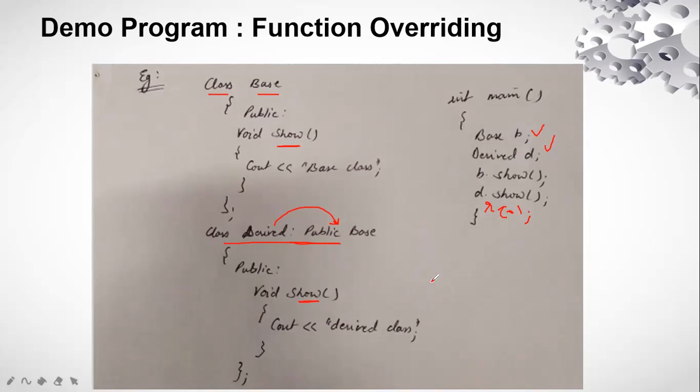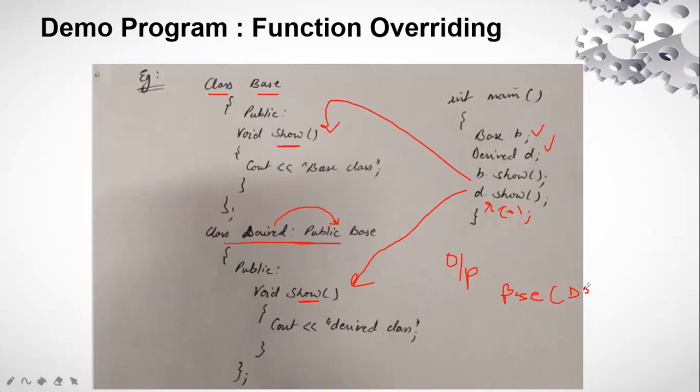Now here what will happen? The output will be, now see, as soon as B.show is called, the compiler will run to this particular point, because B is the object of base class. So it is going to call the function show, while D is the object for derived class. So it is going to call this function. So output will be base class, it will write the complete base class, and then it will write derived class.